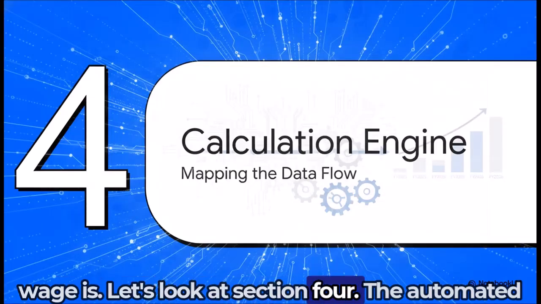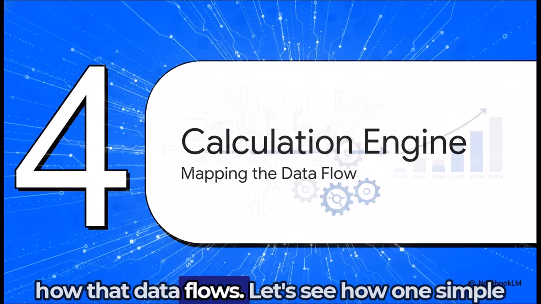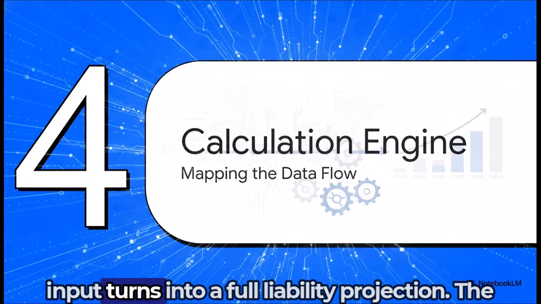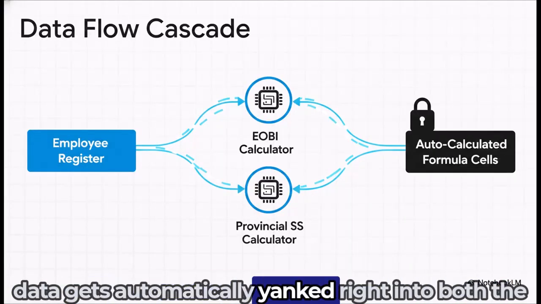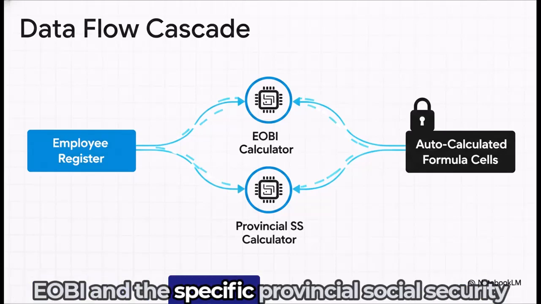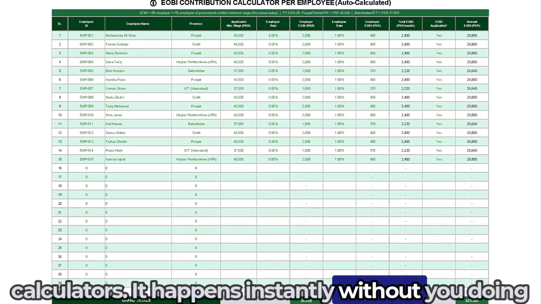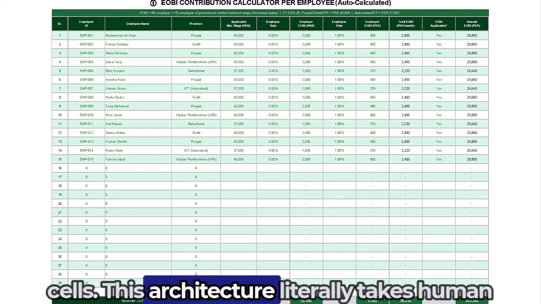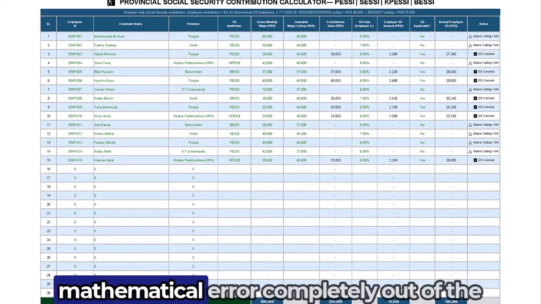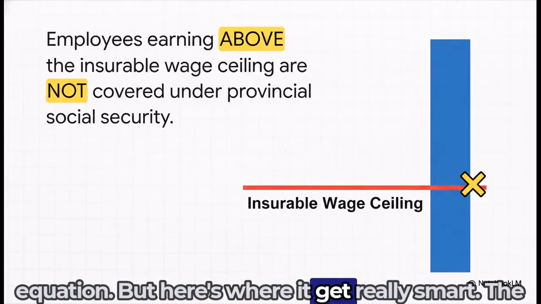Let's look at Section 4, the automated calculation engine. We're going to map exactly how that data flows. Let's see how one simple input turns into a full liability projection. The second you finish typing in a blue cell, that raw data gets automatically yanked right into both the EOBI and the specific provincial Social Security calculators. It happens instantly, without you doing a thing, and locks safely into those black formula cells. This architecture literally takes human mathematical error completely out of the equation. But here's where it gets really smart.